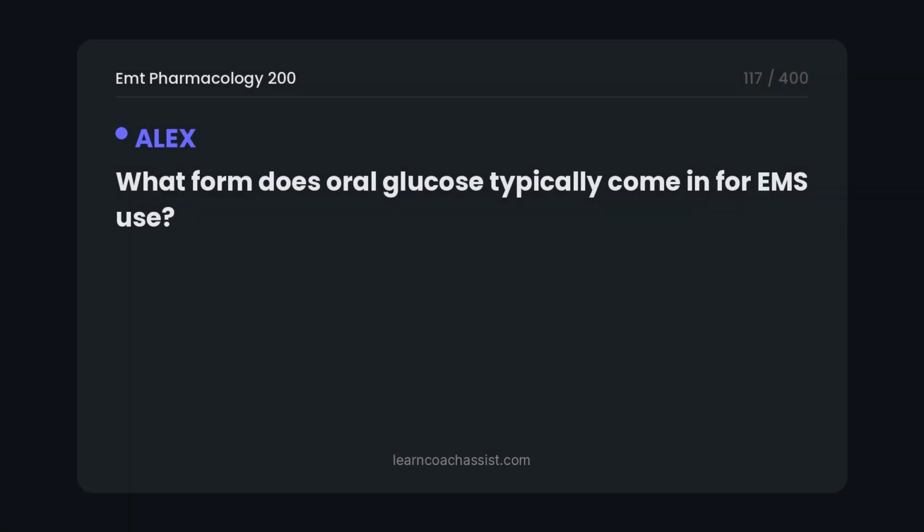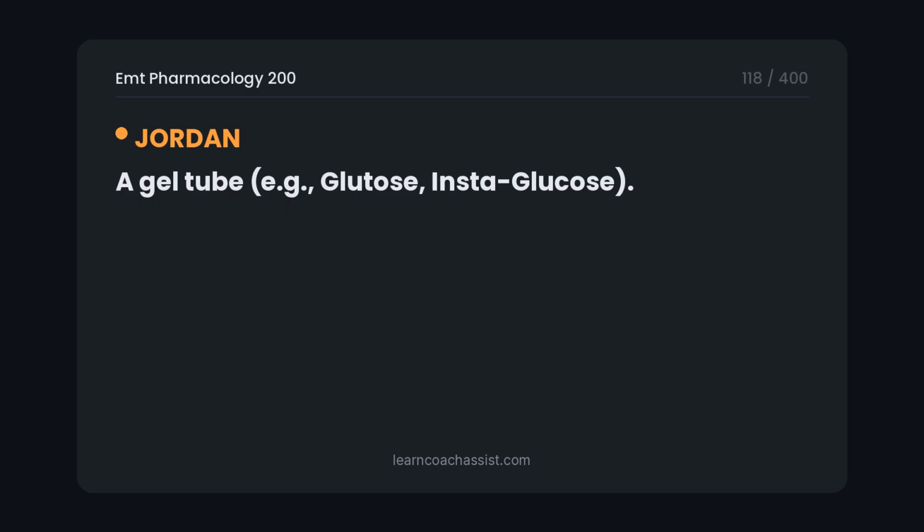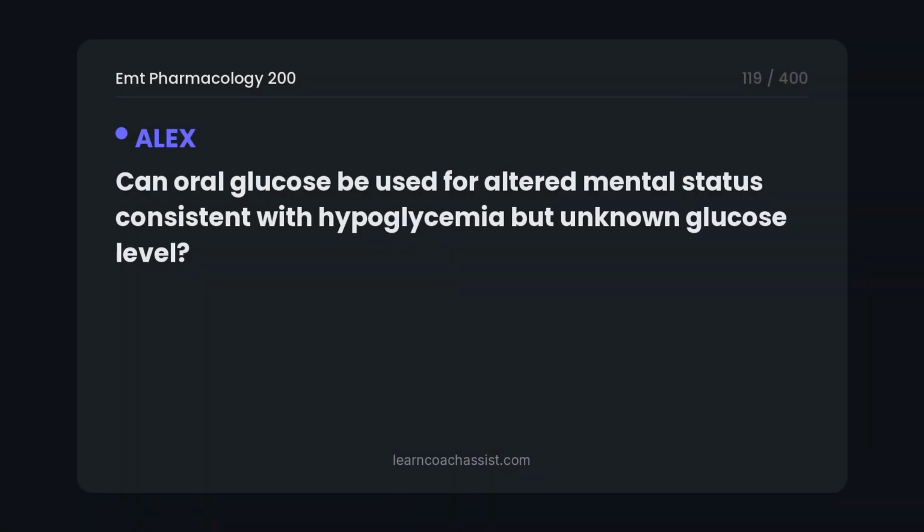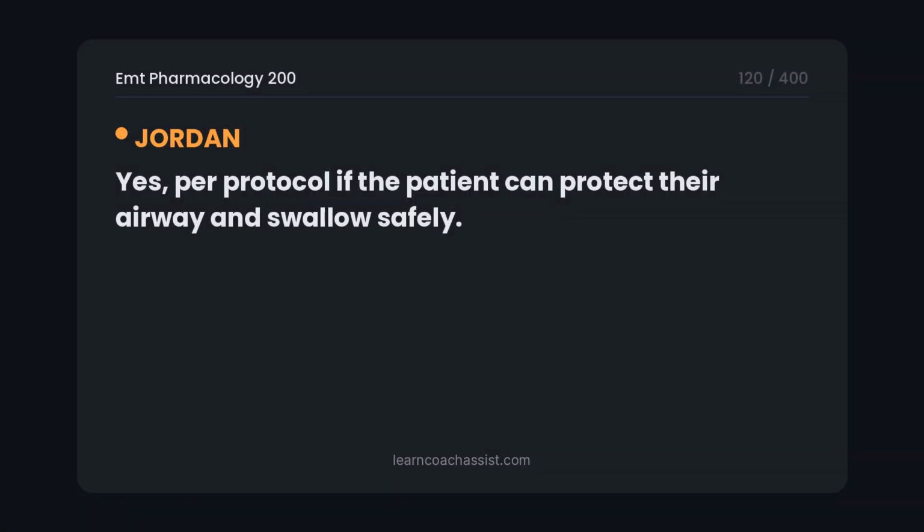What form does oral glucose typically come in for EMS use? A gel tube, e.g., Glutose, Insta-Glucose. Can oral glucose be used for altered mental status consistent with hypoglycemia but unknown glucose level? Yes, per protocol if the patient can protect their airway and swallow safely.